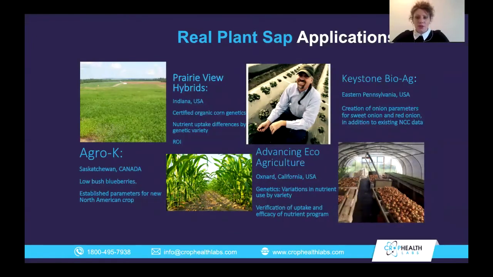Keystone Bioagriculture, they're seen here with a hoop house that's housing already collected onions. We did an onion trial because there are numerous types of onions, different varieties, and we wanted SAP analysis values that were specific to some of the more popular varieties of onions here in the States. So we created a completely new database of onion parameters, sweet onions, red onions, in addition to the existing onion data we have with NovaCrop.